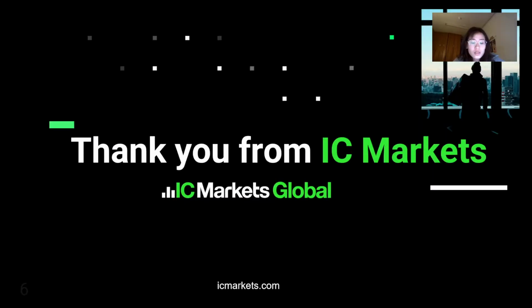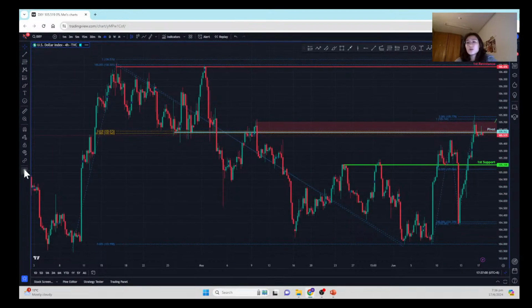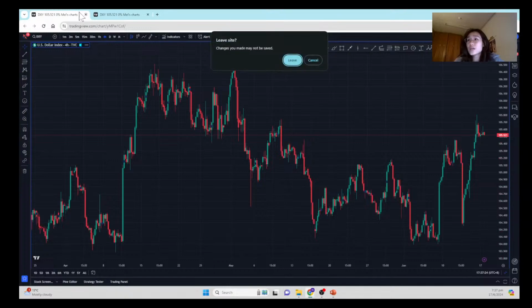Okay, so let me just pull out my TradingView and then we can get started. Okay, you guys should be able to see my charts. So let's start off by looking at our DXY. And actually, okay, let's look at here.